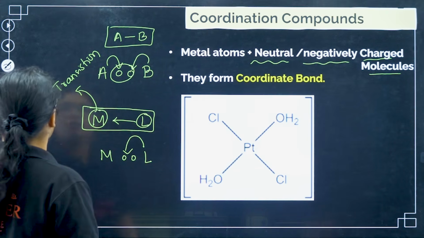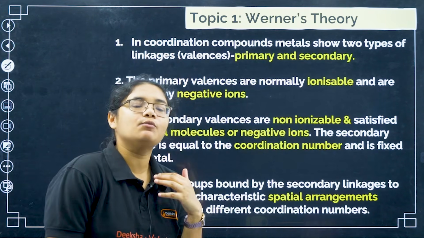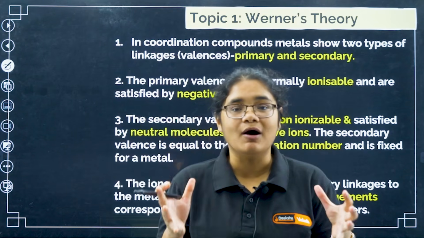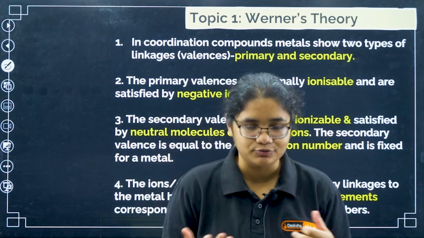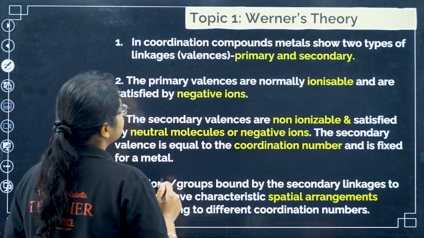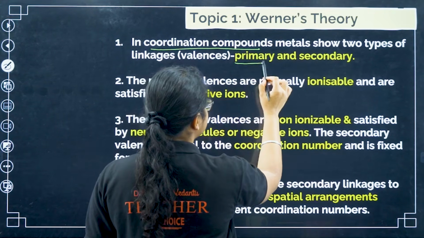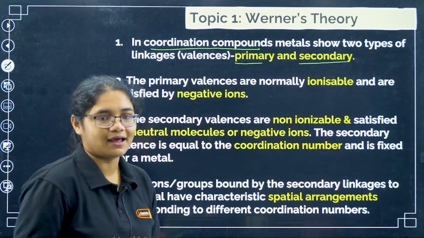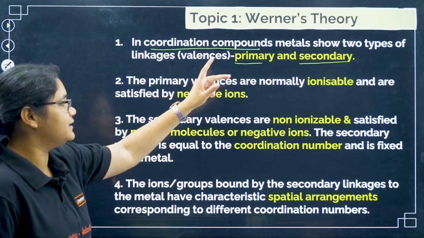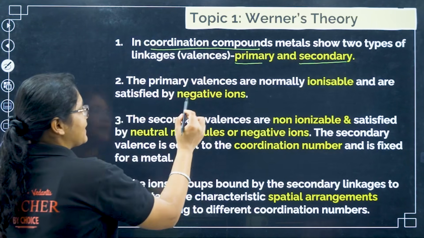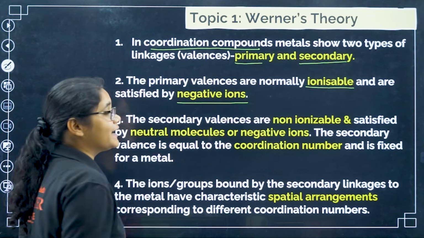Moving forward to the first topic, that is Werner's theory. What does Werner's theory say about the metal-ligand bond and these complex compounds? Werner has given us 2 statements: every coordination compound has 2 valencies, primary valency and secondary valency. This is the introduction point. Next, you have to write the 2 valencies. What are the postulates? The primary valencies are normally ionizable and are satisfied by negative ions.